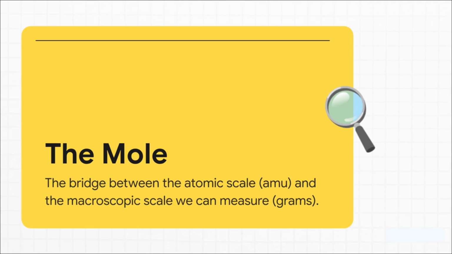Now, don't get weirded out by the name. A mole is really just a word that stands for a specific number of things, kind of like how a dozen always means 12. You could say the mole's the chemist's dozen, and it's our second and honestly our most important bridge. It's the thing that connects the tiny world of atoms to our big world of grams.